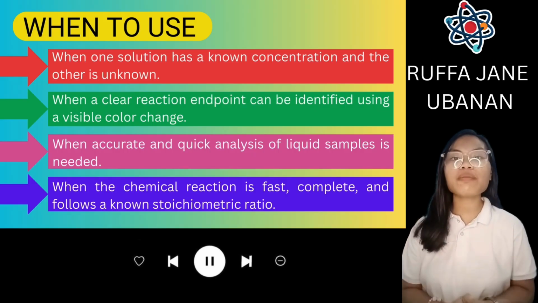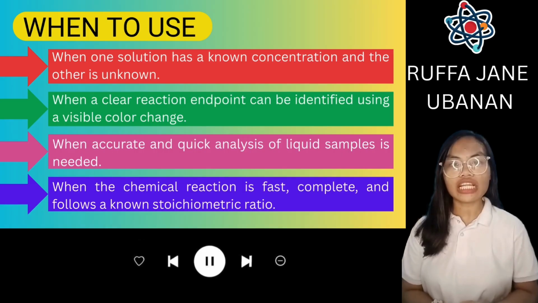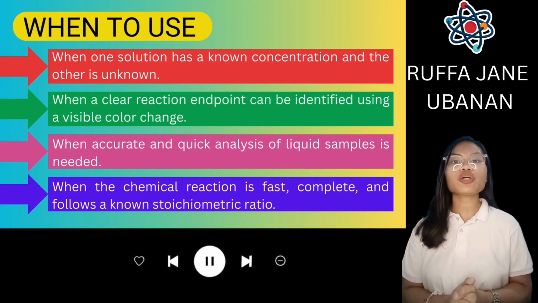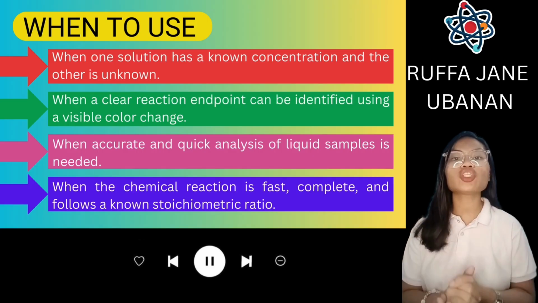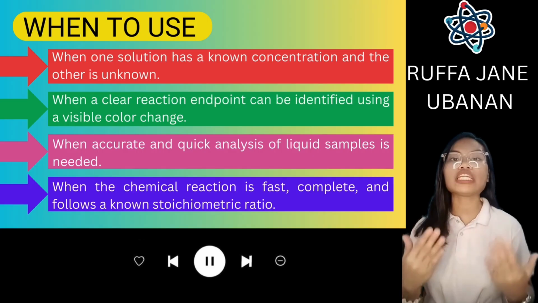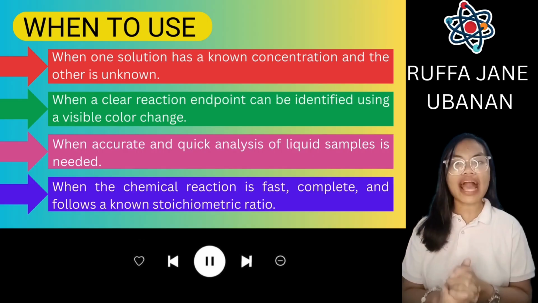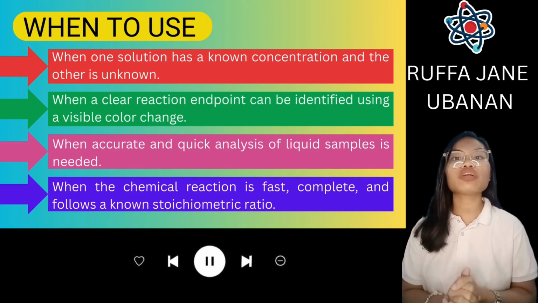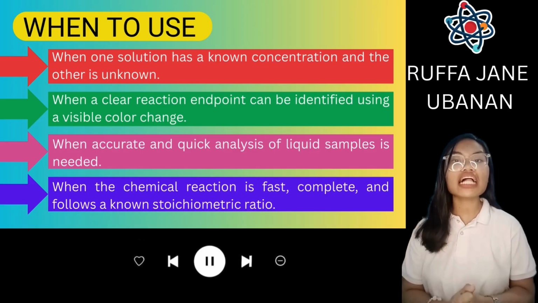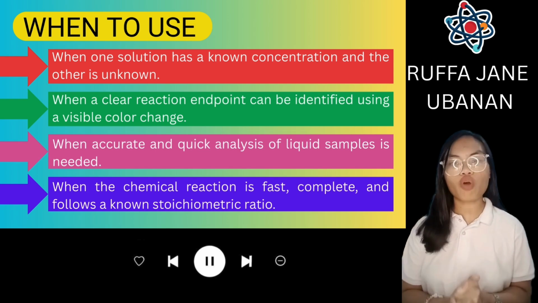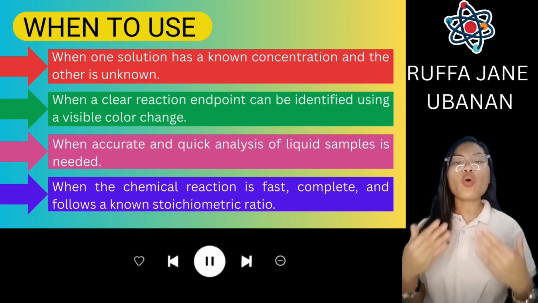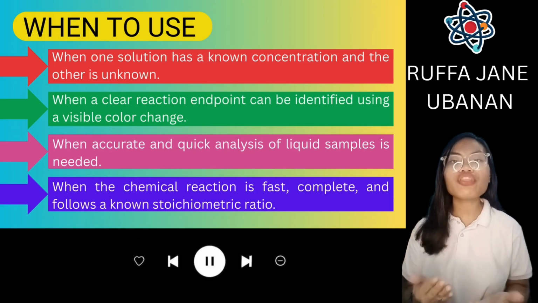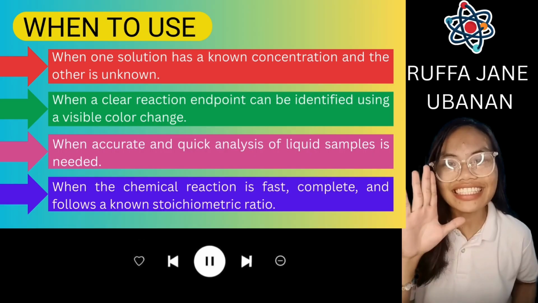And fourth, simple, complete reactions. It's important that the chemical reaction involved is quick, complete, and has a known stoichiometric ratio. It is a predictable relationship between reactants. This ensures that the results are accurate and calculations are straightforward. Students, please take note. Understanding when to apply the titrimetric method is essential for mastering basic chemical analysis.